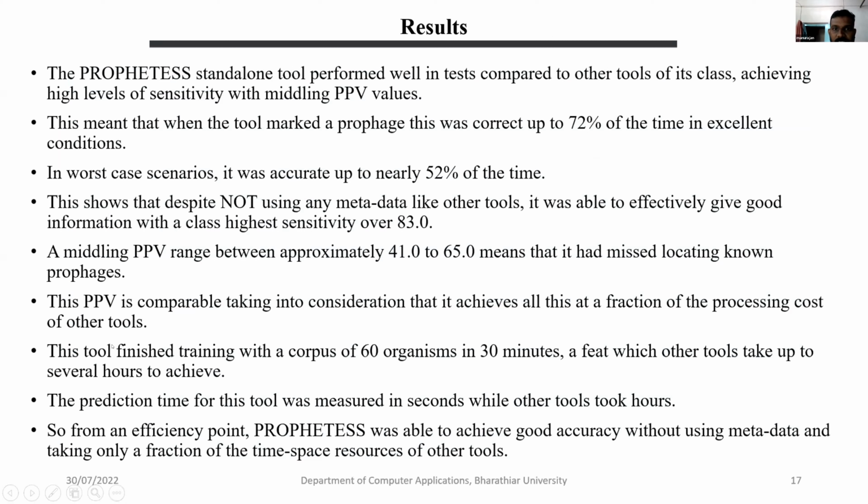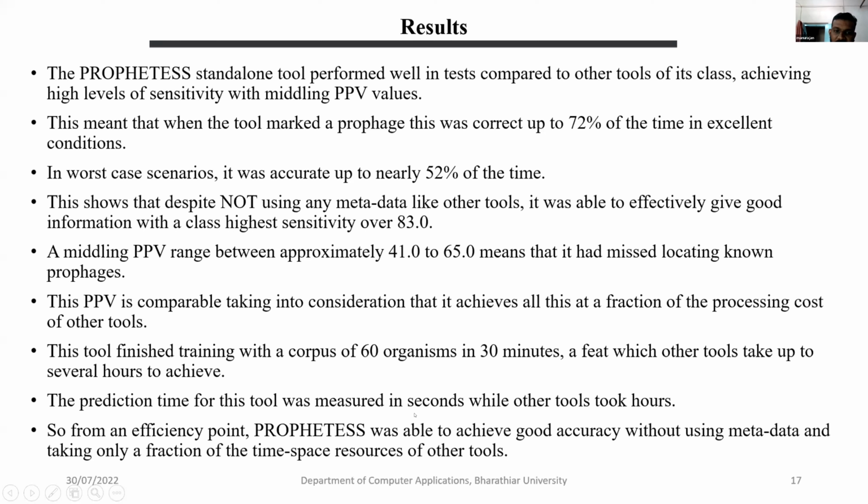And this is a result. Prophetess, a standalone tool, performed well at high levels of sensitivity with middle PPV values. But in inverse cases, it was accurate only up to 52% of the time. It was correct up to 72% of the time in extreme conditions. Then in the middling PPV range, approximately 41.0 to 61.50, it had missed locating prophages.